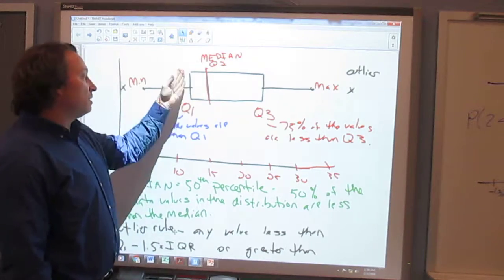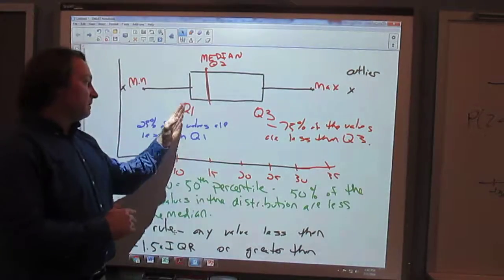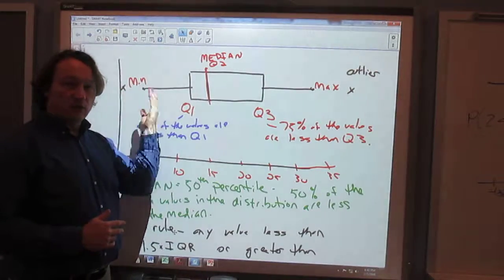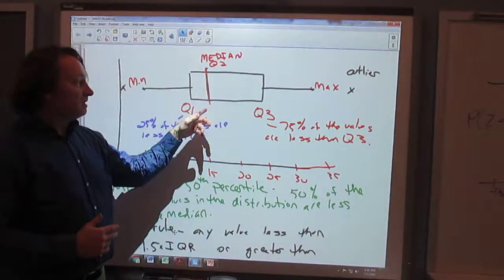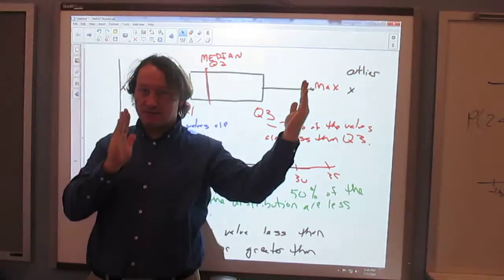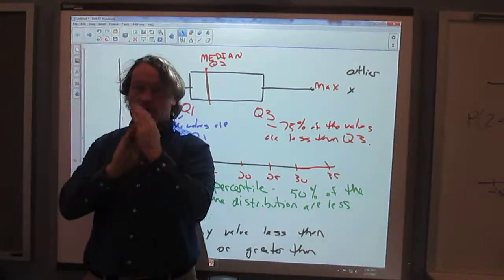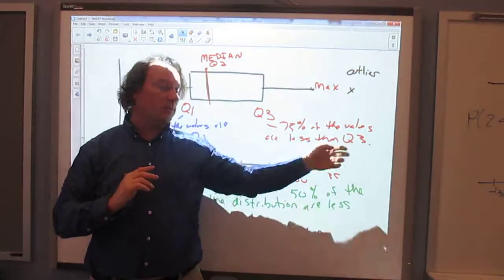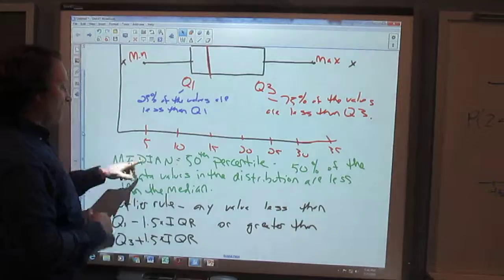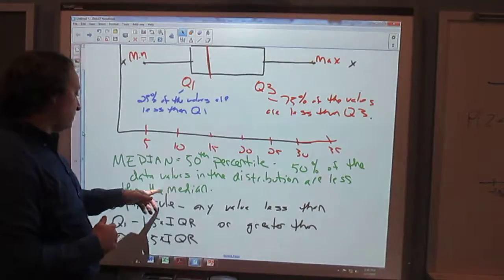So we just need to figure out what the quarter 1, median, and quarter 3 represent. The quarter 1 means that this is the data point where 25% of the data is to the left of it, is lower than this point. This is your 50% point. 50% of the data is to the left of this, and 50% of the data is to the right of this number. Quarter 3 means 75% of the data is lower than this number, and 25% is higher than this number, and then there's your max. They also call the median the 50th percentile. 50% of the data values in the distribution are less than the median.